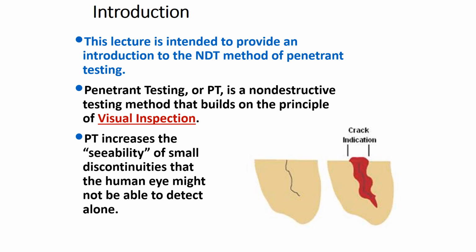Seeability means the detection of defects, the enhancement of the indication of the defects by the application of penetrant testing. Now, this crack indication is the apparent width of the crack. Apparent, I am telling you. This is not the true width. This is the apparent width, and you can easily see the spreadability of the dye not only across the crack, but also across the surface. Let us go to our second slide.